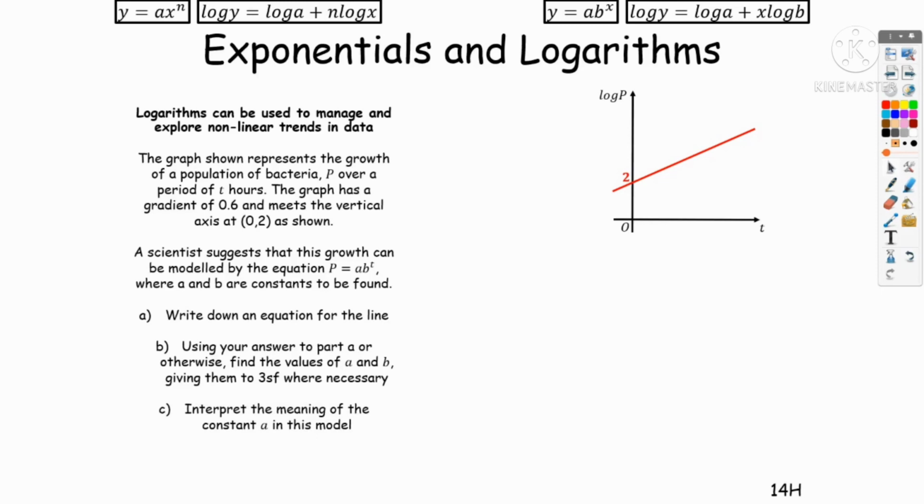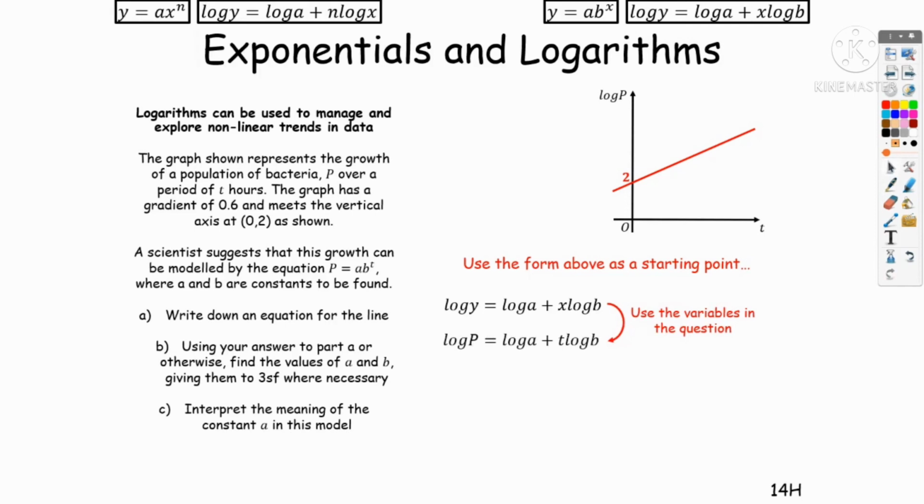So we need to interpret the meaning of the constant A in this model for part C. Use the line above as a starting point. So log y equals log A plus x log b. Use the variables in the question. So we've got log P equals log A plus t log b. So just replace them. The y-intercept is log A and the gradient is log b. So we get log P equals 2 plus 0.6t. So just substitute in.